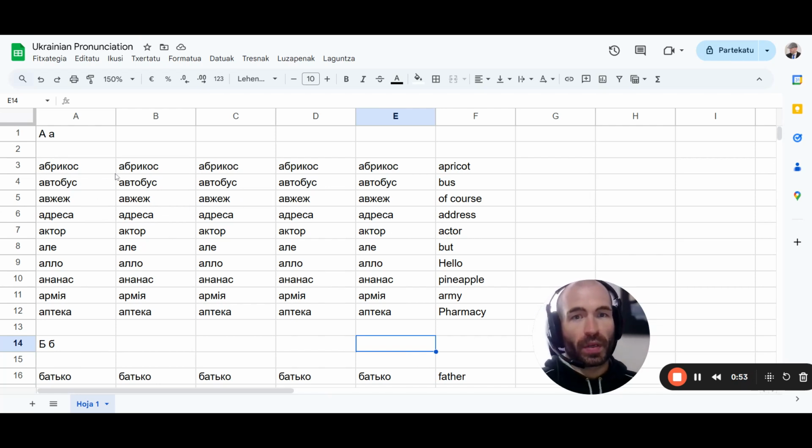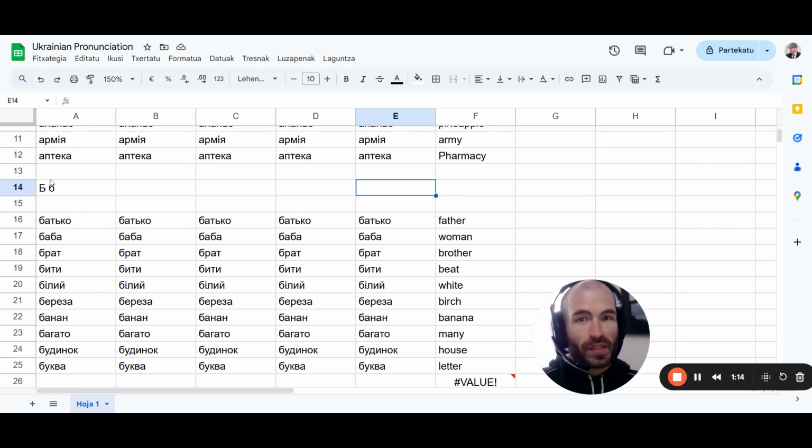So abricos, abricos, autobus, autobus, and we'll continue like that for the whole list. And by the end of it, I mean, this one's not particularly challenging. You probably already understood it, but you get the idea.